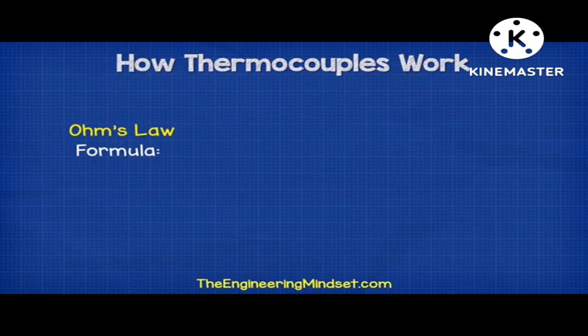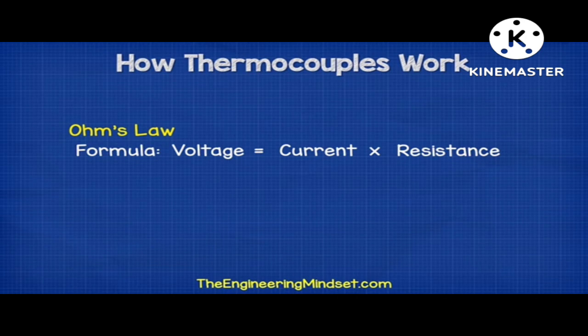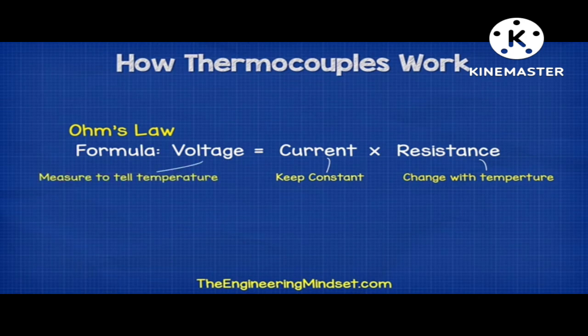Using a formula known as Ohm's law, voltage is equal to current multiplied by resistance, which means that as long as we keep the current the same, a change in resistance will cause a change in voltage. And as temperature changes the resistance of a material, we can measure the voltage to tell the temperature.